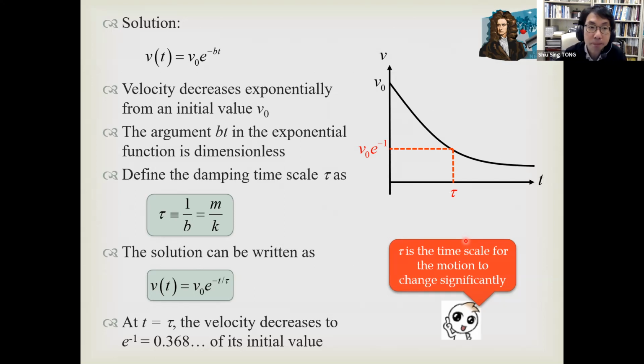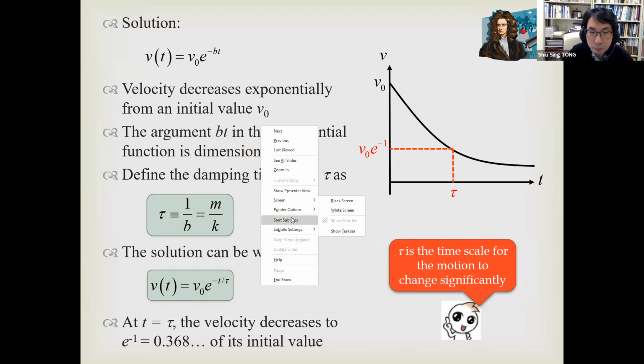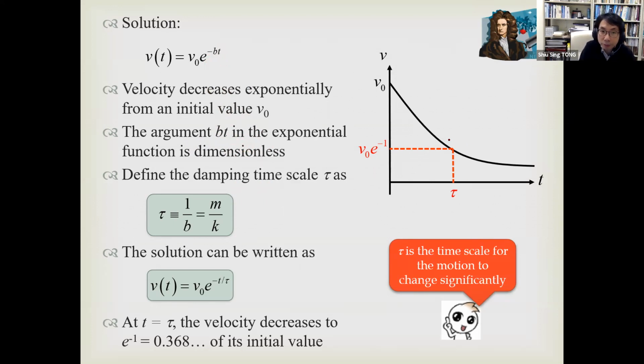Now, the bt in the exponential function is dimensionless. This is evident when you look at the power series. I can explain it like this. If you think about the Taylor series or the power series of the exponential function, what is this?